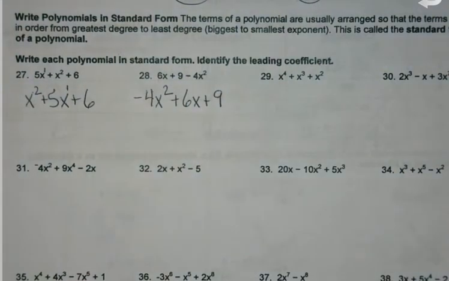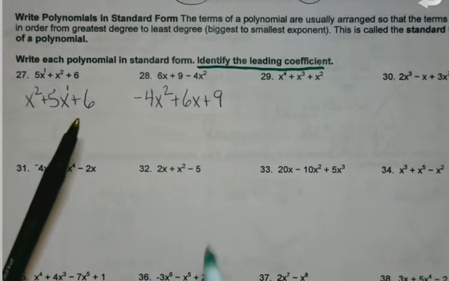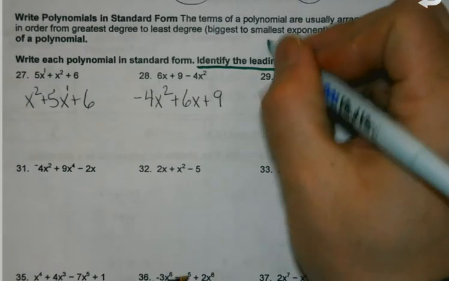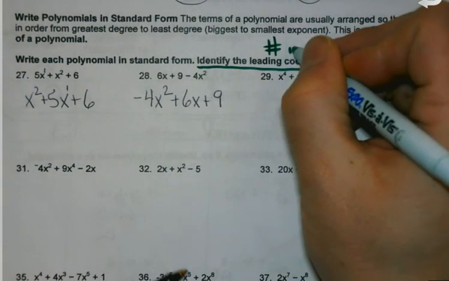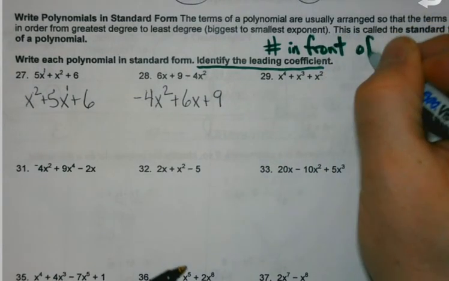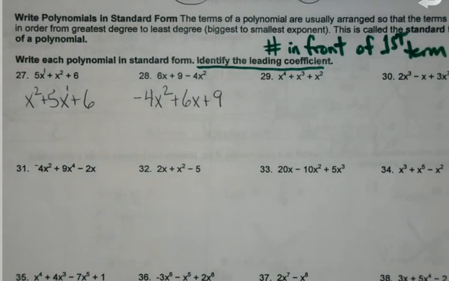And then there's one other thing being asked for, but you're going to like this. It's simple. It says identify the leading coefficient. Well, what does that mean? Once you put them in order, whatever number's in front of your first term is your lead coefficient. You just go in order, like 29, and then 3 and 4. Yeah, except you always want to go from biggest to smallest. So it's already in the right order for us.